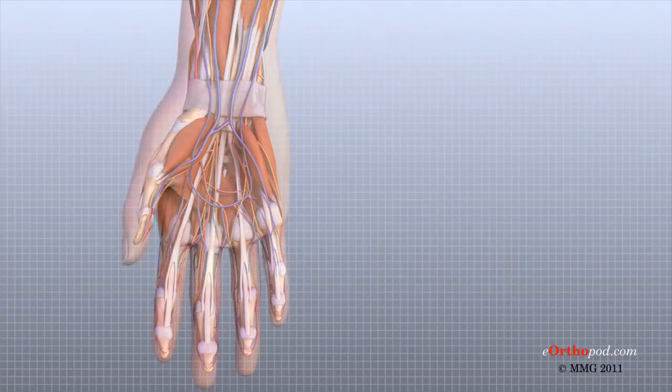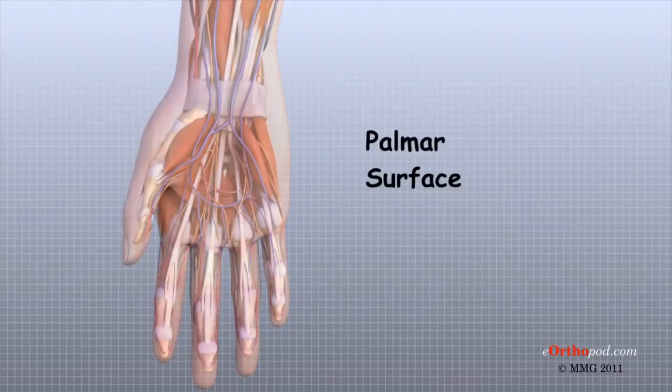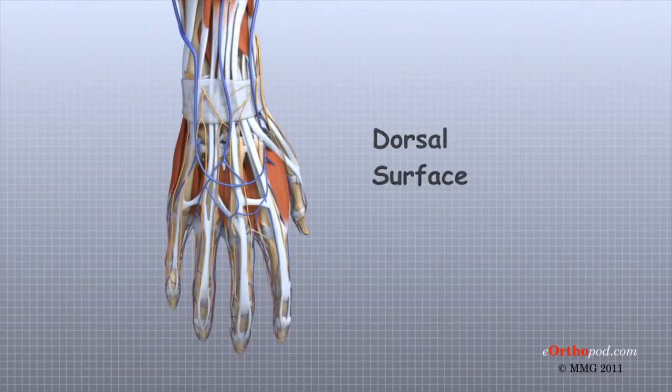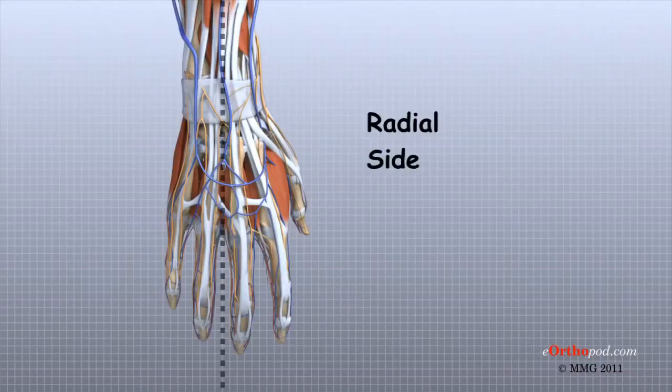Let's define some common anatomic terms as they relate to the hand. This will make it clearer as we talk about the structures of the hand later. The front or palm side of the hand is referred to as the palmar side. The back of the hand is called the dorsal side. The half of the hand from the middle finger to the thumb is called the radial side. The other half is called the ulnar side.